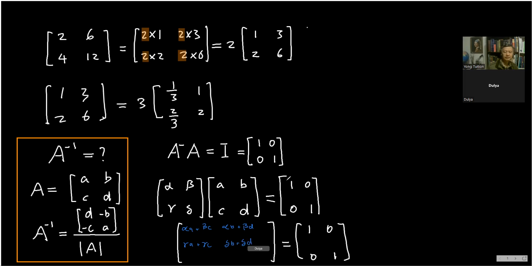That's right. Because these two matrices must be equal according to the definition, can you build a full equation over here? Because we have four unknowns, alpha, beta, gamma, delta, to be solved.